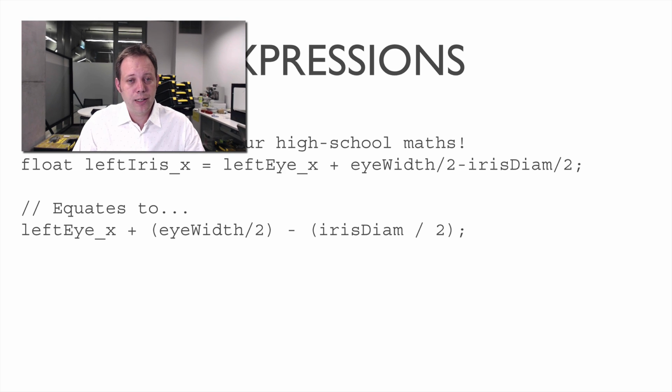You can also do expressions here, but don't forget the order of operations. In maths, for as long as I can remember, division and multiplication come before addition and subtraction. So leftIX plus iWidth divided by 2 minus irisDiameter divided by 2 actually equates to leftIX plus, in brackets, i.e. happening first, iWidth divided by 2 minus irisDiameter divided by 2.